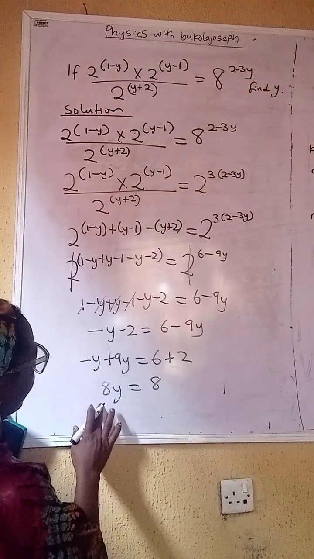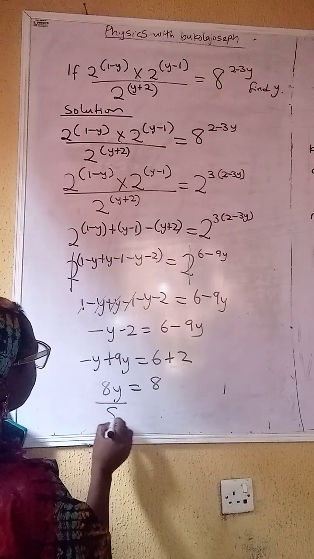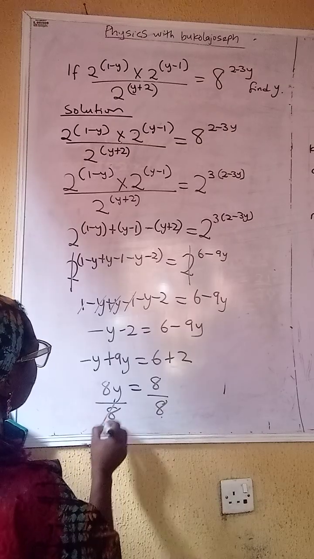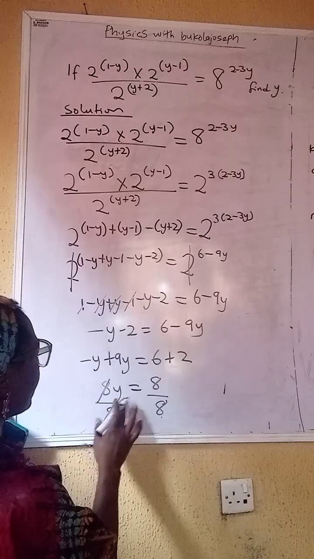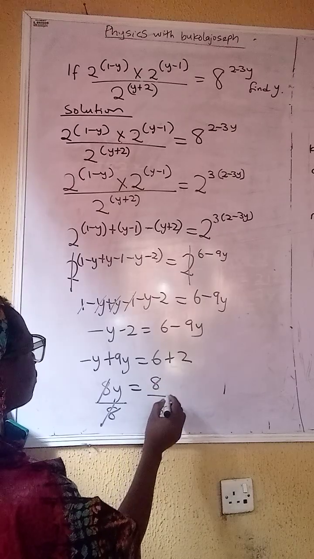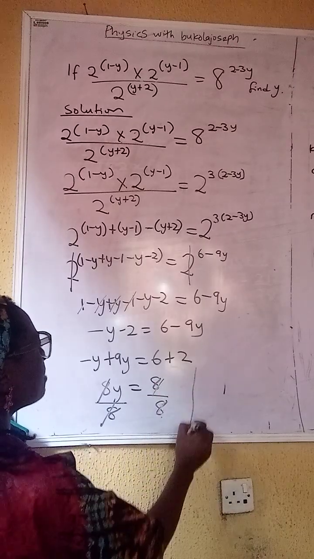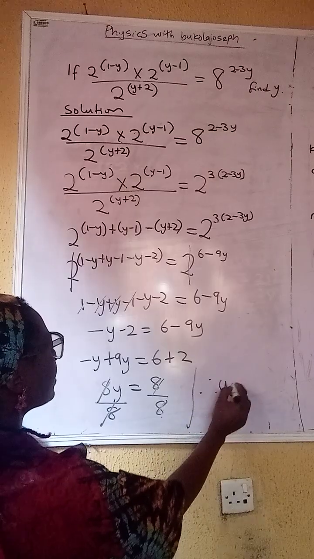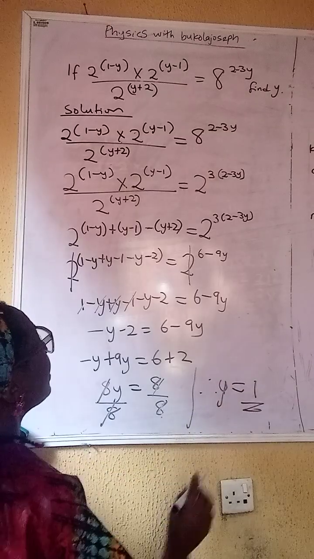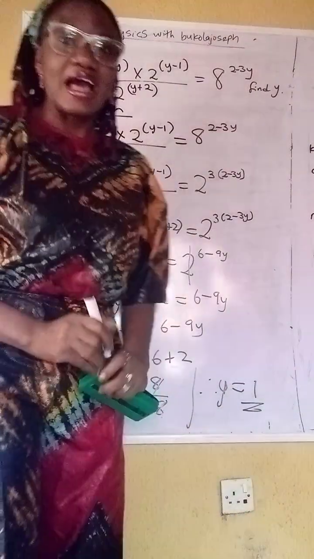8. So to find y, we'll divide both sides by 8. We'll divide this side by 8. 8 will cancel 8, and then we're left with y. 8 into 8 is equal to what? 1. So therefore, our y is equal to 1. And this is the final answer.